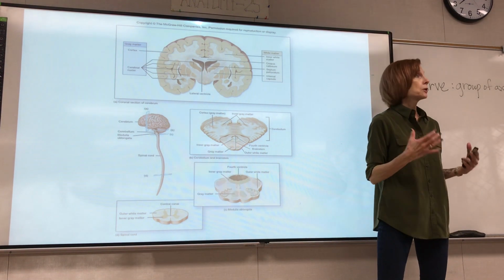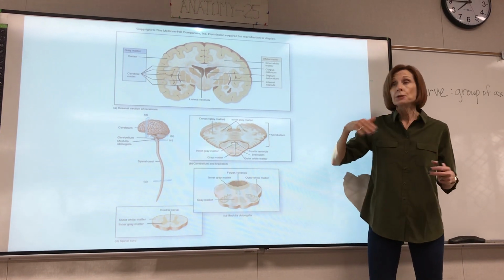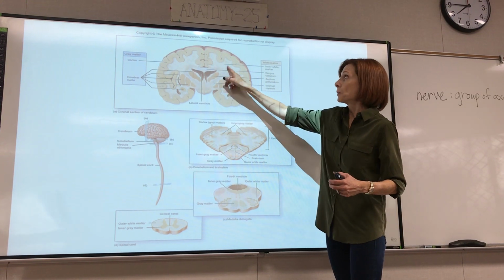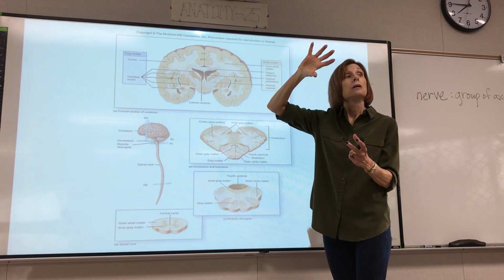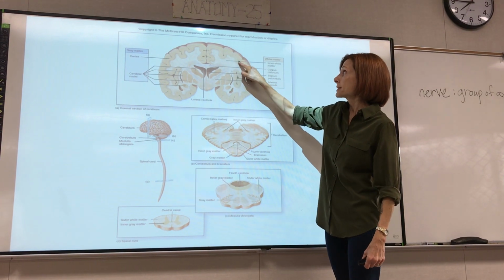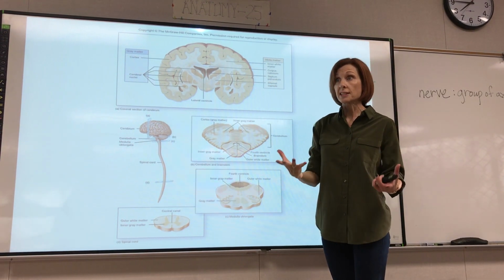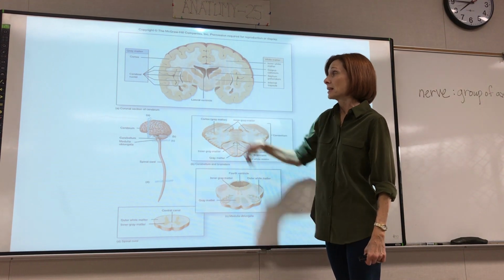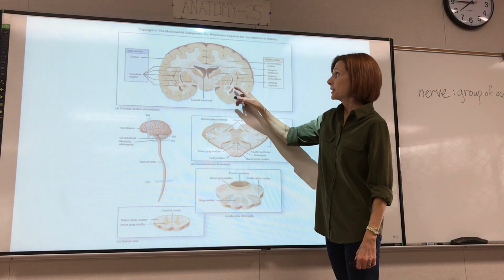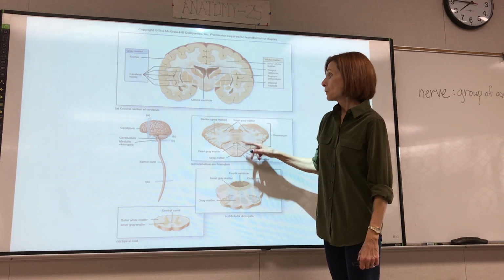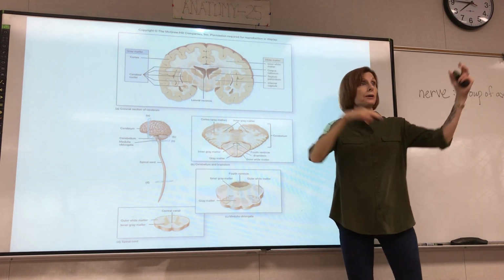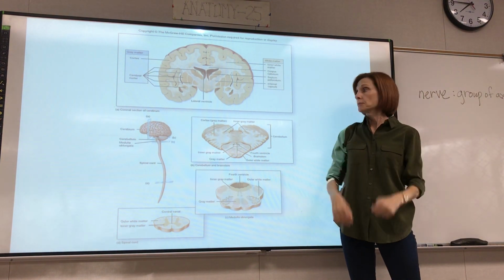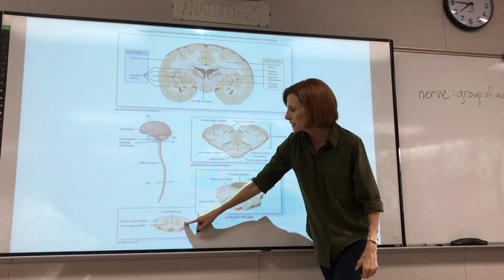Notice that no matter where we make these cuts, you can see how the gray matter, which looks kind of a darker tan color, and the white matter are separated. So all of this stuff here would be neuron cell bodies, dendrites, maybe some unmyelinated axons. And then all this stuff, all the white matter, would be myelinated axons that are traveling through and connecting different parts of the brain or spinal cord.